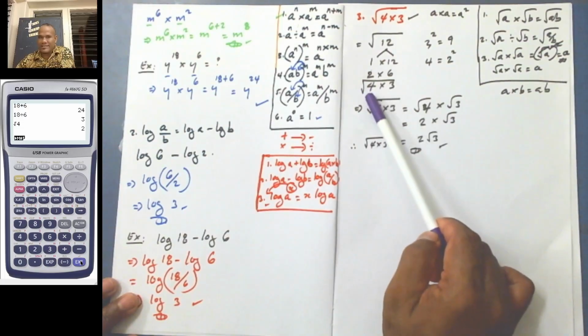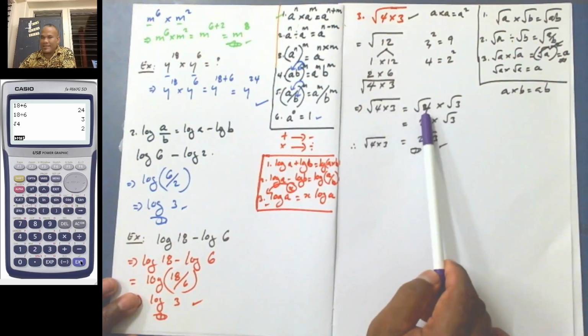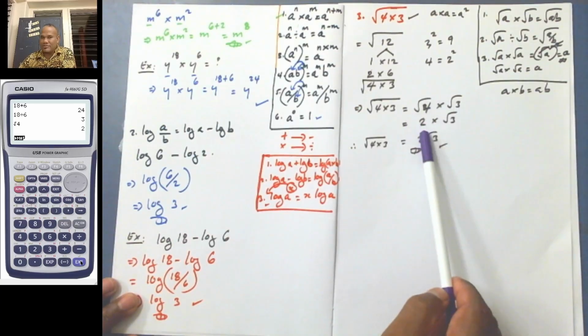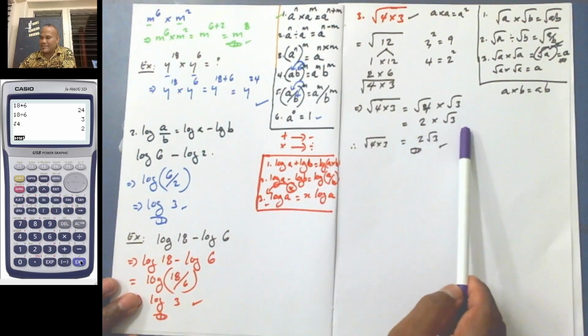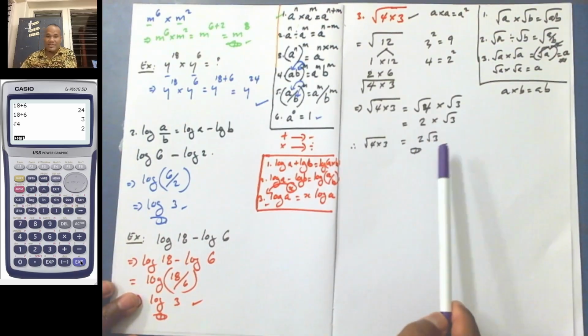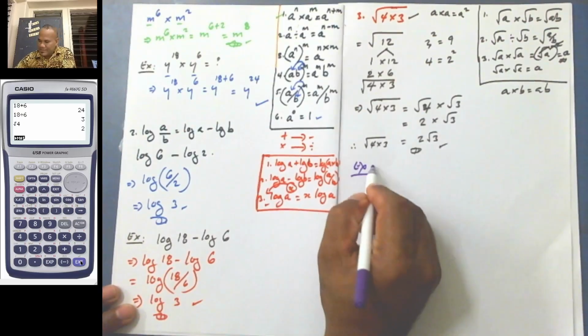So I've chosen this number, and I can break it down as square root of AB is equal to square root of A times square root of B. So square root of 4 is 2, times root 3. This is the same as 2 root 3. Use the same concept, answer this question. Do this as an exercise.